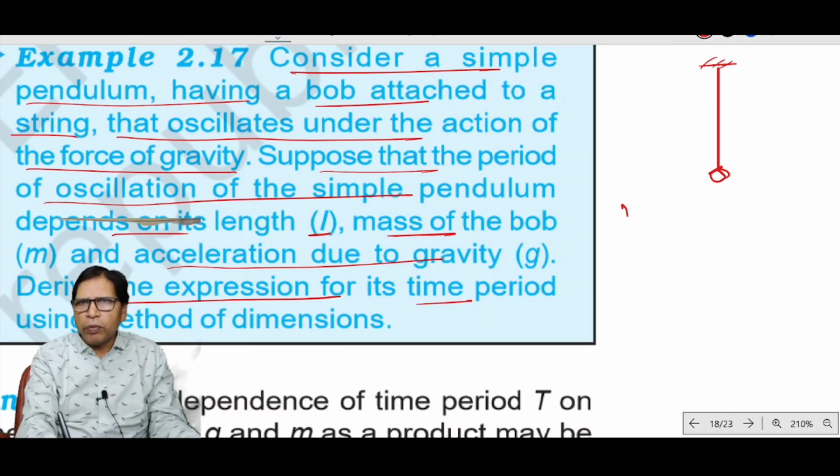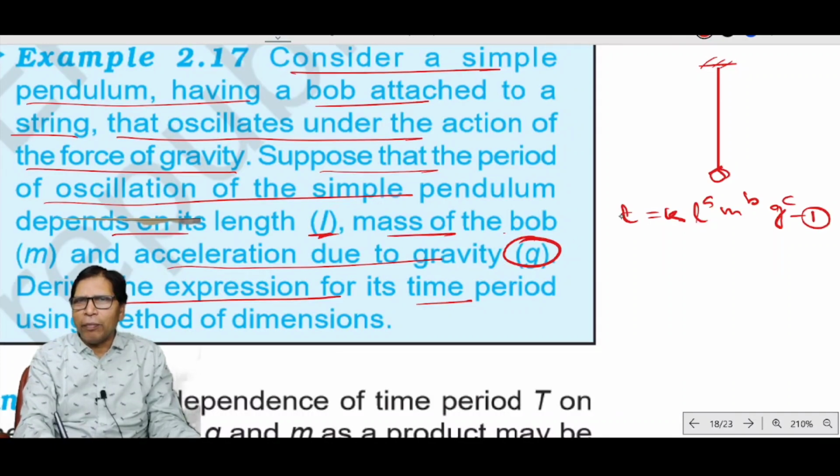Suppose the time period is T. So T equals some constant. It depends on L, so this is L to the power a. It depends on the mass of the bob, so this is M to the power b. It depends on acceleration due to gravity, so this is g to the power c. This is the probable expression for the time period. Okay. Now put the dimensions.